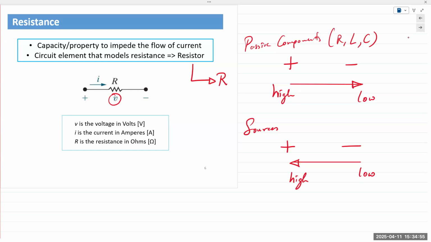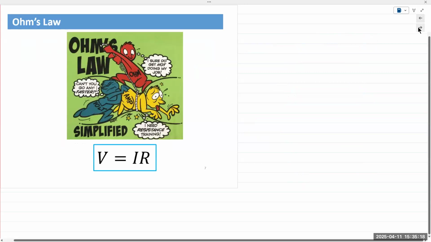Current is like any other physical quantity. Water, because of gravity, will always flow from a higher level to a lower level. Temperature always moves from higher temperature to lower temperatures. Pressure, high pressure areas to low pressure areas. So like any other physical quantity, current always flows from higher potential to lower potential. So keep that in mind. It's very important.